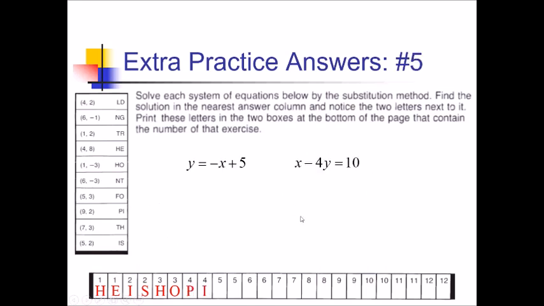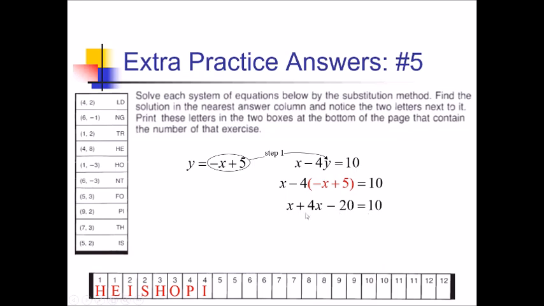For this problem, I noticed that I've got this y all by itself in the first equation. So I can replace y with negative x plus 5 over here in the second equation. So for the second one, I'll write x minus 4, and now let me use parentheses to plug in this negative x plus 5. And that still equals 10. I better distribute now. So this x stays the same, but now I've got negative 4 times negative x, that's positive 4x. And then negative 4 times 5, that's negative 20. And we still have the 10 over there.